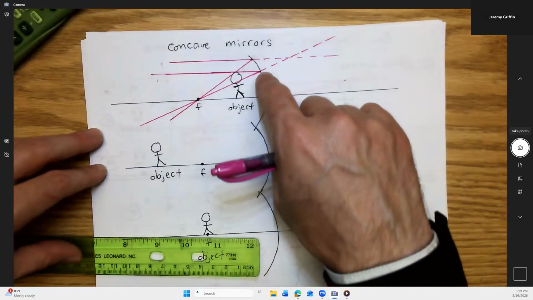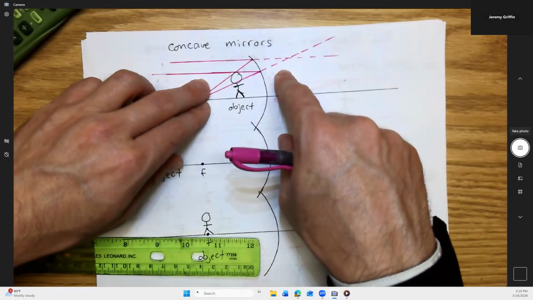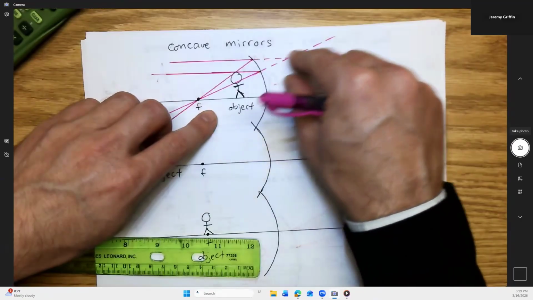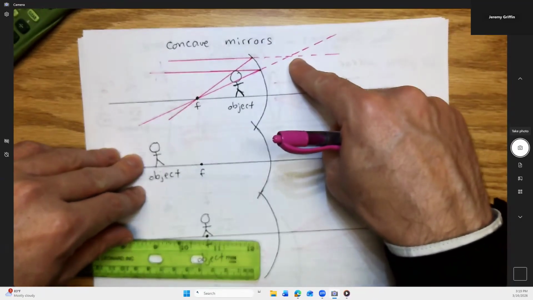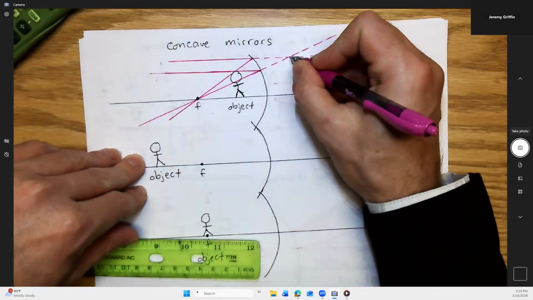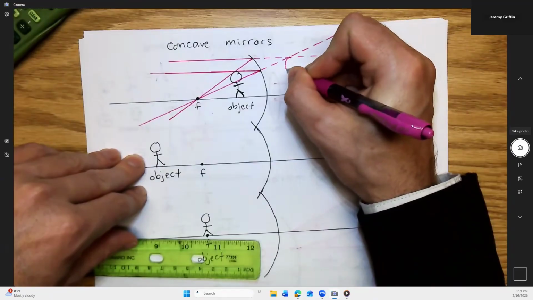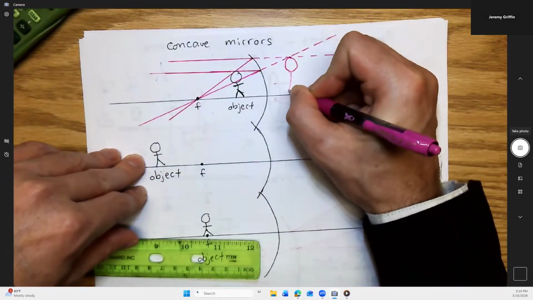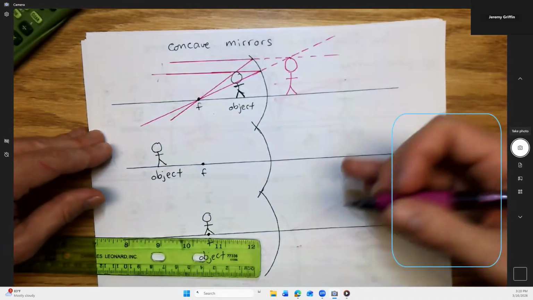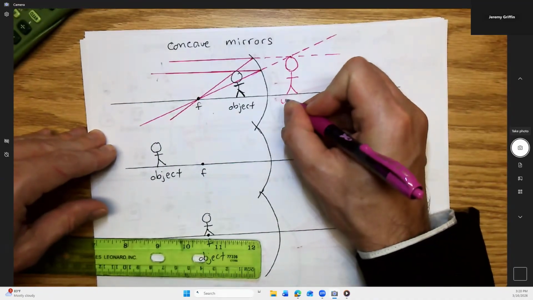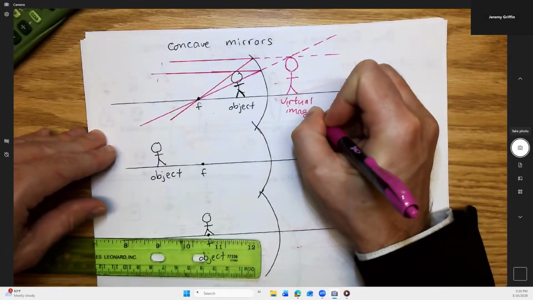Every time these lines are bouncing to anybody in the real world, like this object, it looks like those lines came from behind the mirror. So go ahead and extrapolate backwards. Do you guys see where those two lines cross? Guess what's right at the point where they cross? Right. Starts with an I. Image. Yeah, so no light actually does that. And would you call this a virtual image also? Because it's on the opposite side. We'll call this a virtual image.